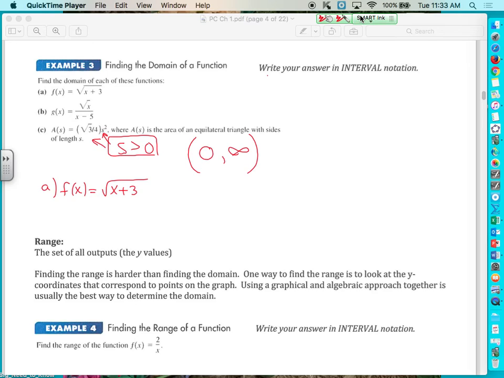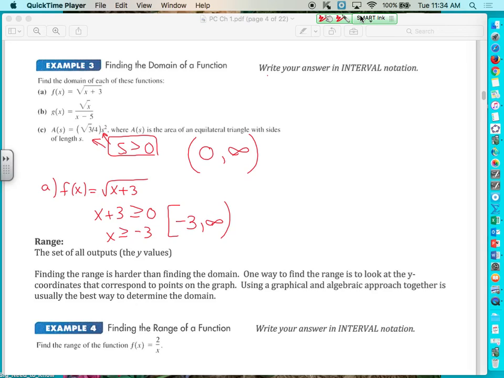This was a radical problem here, and we said that the number underneath the radical can't be negative. This is not in the denominator, so if you take that radicand, the number underneath the radical, that would have to be greater than or equal to 0. So x has to be greater than or equal to -3. So if I write that in interval notation, the lowest value x could be would be -3. The bracket means it includes -3, and then we're going up towards infinity there.